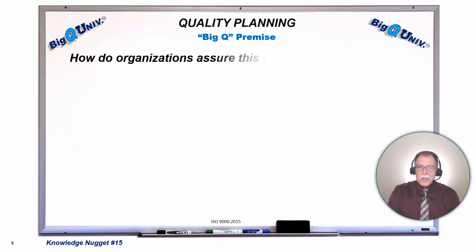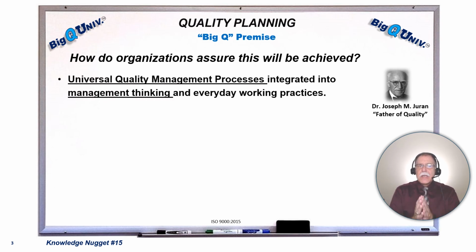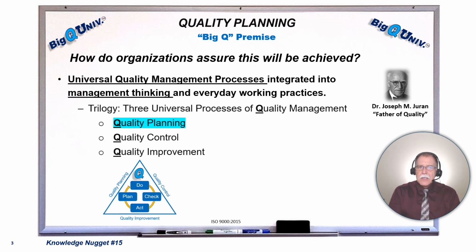Then the next question for us is, how do organizations assure this will be achieved? And they do this by incorporating and integrating into management thinking and everyday working practices the universal quality management processes. The Juran trilogy, the three universal processes of Big Q quality management: quality planning, quality control, and quality improvement.